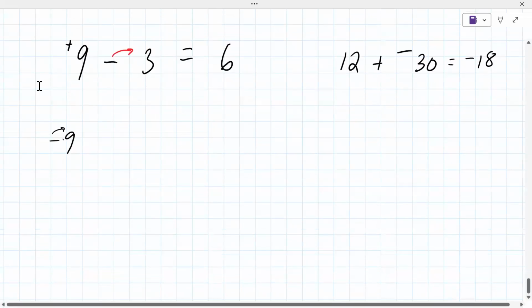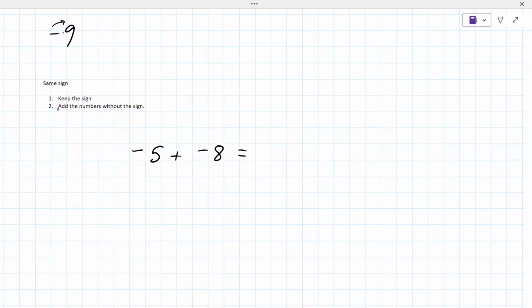Okay, let's go back to the case where they are the same sign. When they're the same sign, you keep the sign. If they're both positive, then the answer's positive. If they're both negative, you make the answer negative, and then you add the numbers without the sign. Will you get this down in your notes, please? I was already writing. Done.